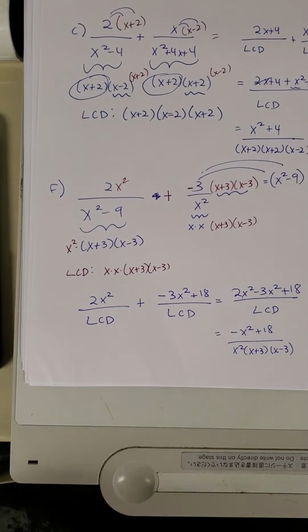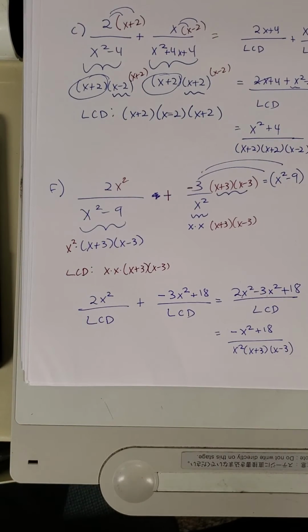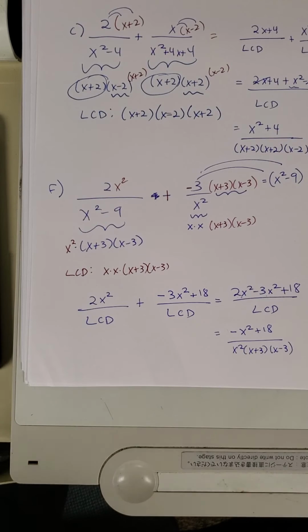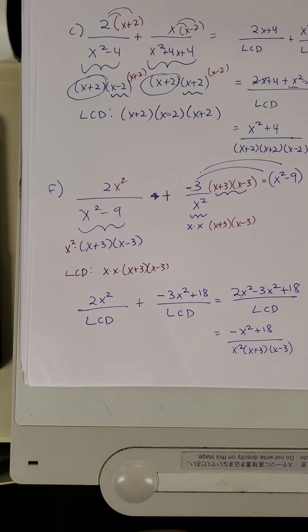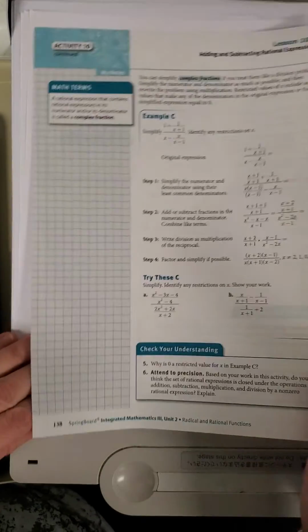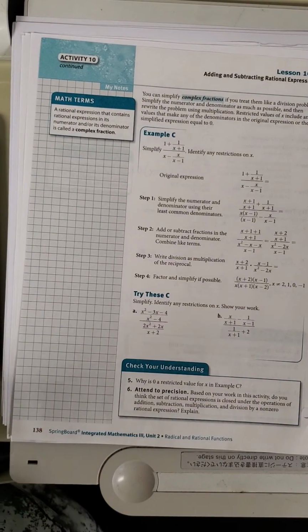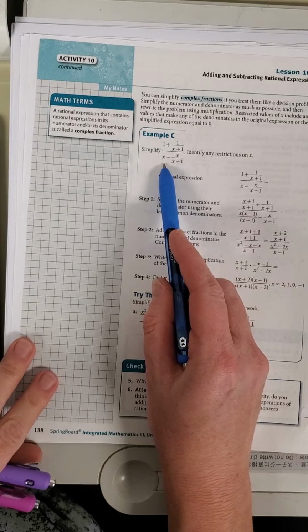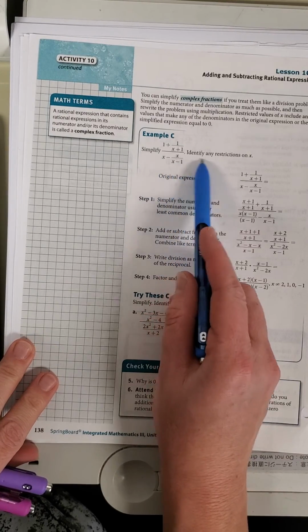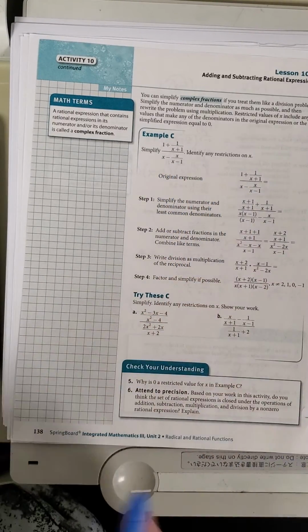And that is it. All right, you should try to check your understanding. And if you're struggling, come and see me, because we're moving on to complex fractions. So simplifying complex fractions, and we have to identify any restrictions on x.